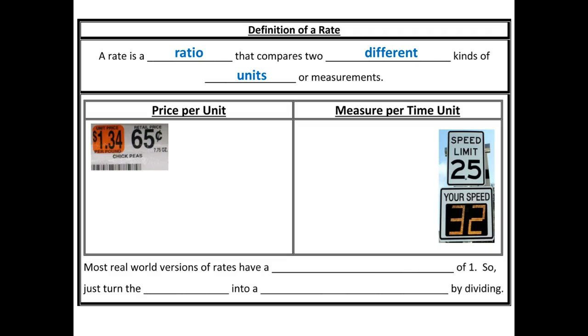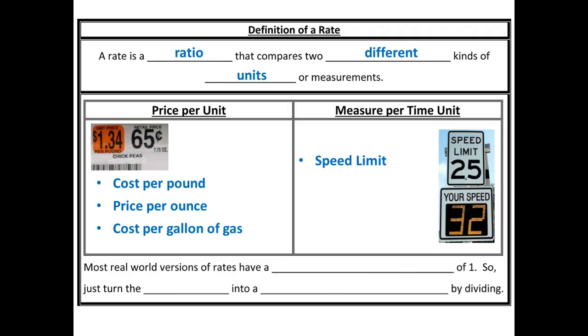We see price per unit as a rate when we shop. You may see cost per pound, price per ounce, even cost per gallon of gasoline is a very common rate. Measure per time unit is also a very common variation of rates. Speed limits are in miles per hour, so it's a measurement of distance over time. Heartbeat, beats per second. Rate of growth or decay, so it's growth or decay over time.